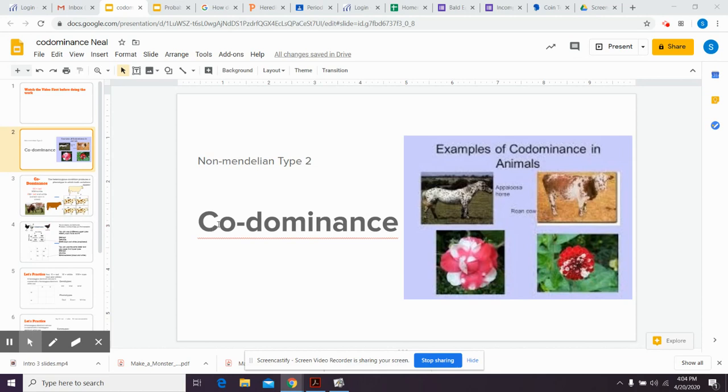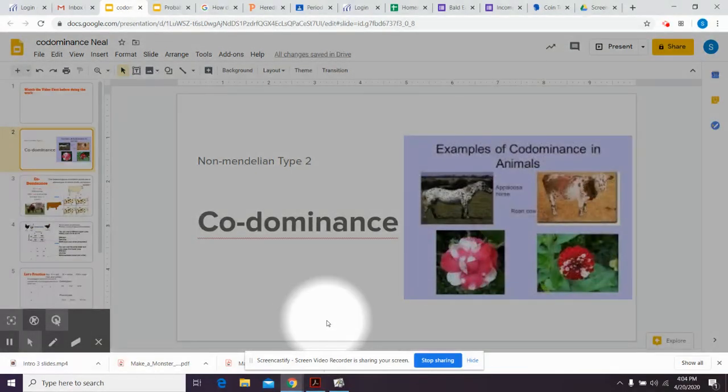So with codominance, we are going to take two alleles and they are going to be codominant to each other. One does not outshine the other. One is not more dominant than the other. If you look at some of the pictures I have here, you get roan cows, you get spotted horses, you have pink and white flowers or red and white flowers. So they actually express both alleles equally.